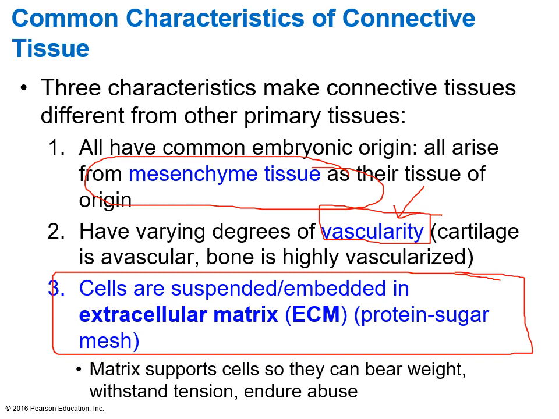Embedded in the resin will then be the different cells and the fibers of the connective tissue that we're looking at. And this matrix, besides supporting the cells, will also allow for a lot of weight-bearing capacity, which is excellent for being resistant to any type of tension or stress that might be placed on that particular body part.